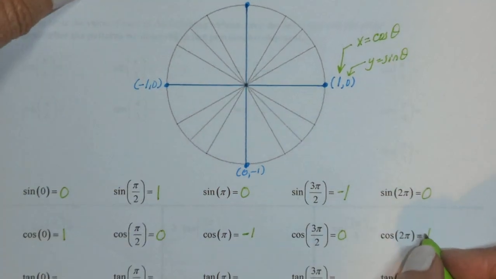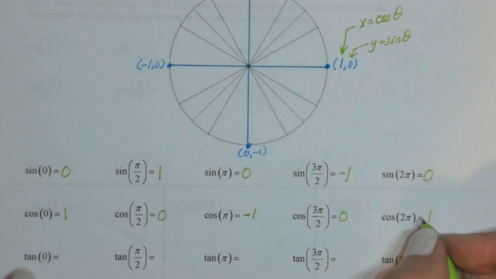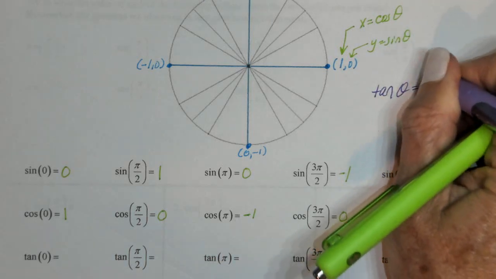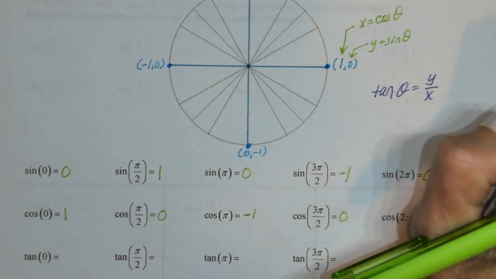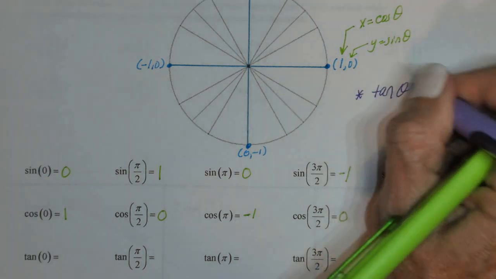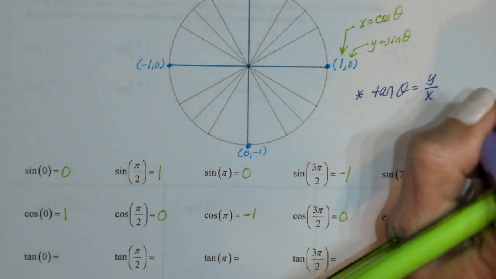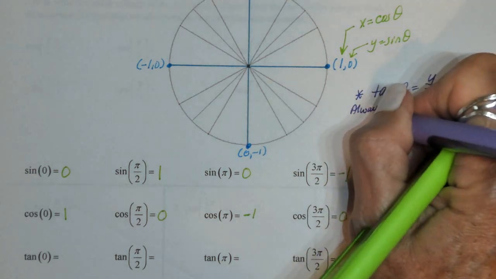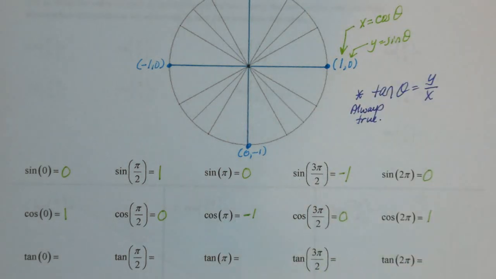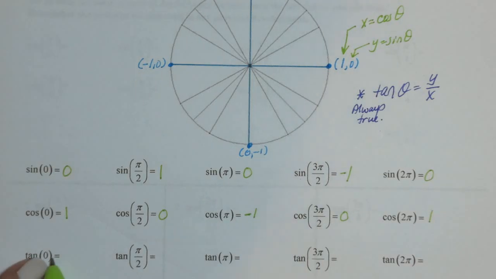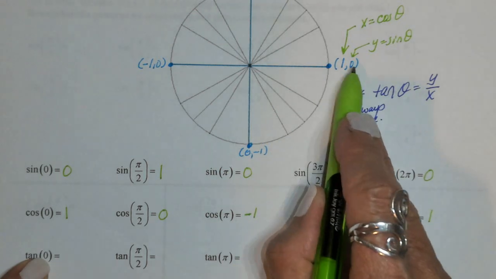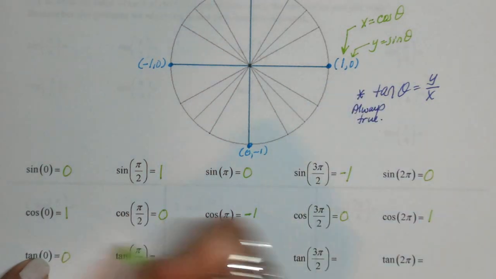Okay, let's go do tangent. Tangent of 0. So remember that tangent is always the y over the x. Okay, and that's always true. In fact, that is always true even if you're not on the unit circle. So tangent is always y over x. So tangent of 0, we go to 0 radians. Y over x, 0 over 1 is 0.